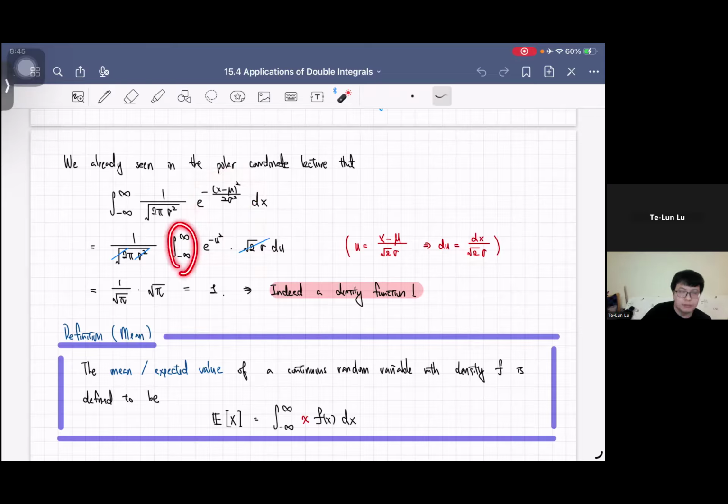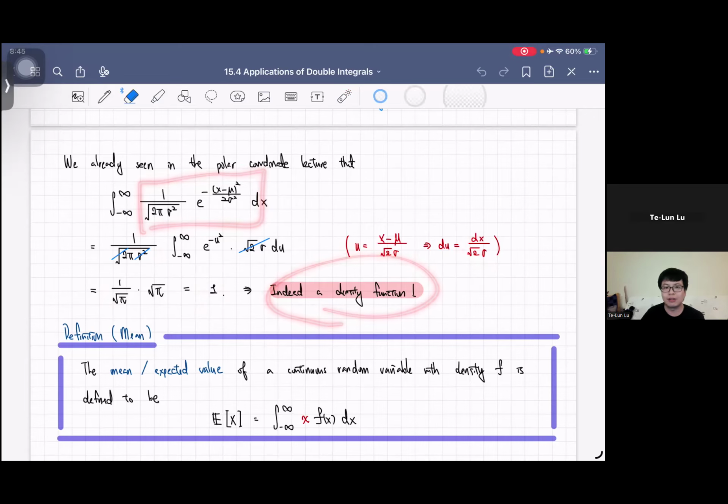Whereas the integral upper bound and lower bound are still minus infinity to infinity because shifting and scaling does not actually change the upper and lower bound. And we see in particular this cancels out with this square root 2 and this sigma in the square root. So we get 1 over root pi, and this integral, we already computed in the previous video. This is actually root pi, right? So we have 1 over root pi times root pi, and that is 1. So this shows that this is indeed a density function.